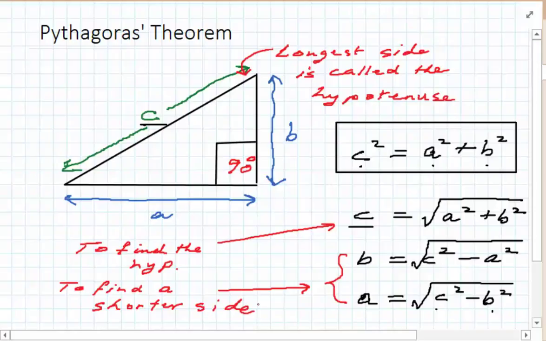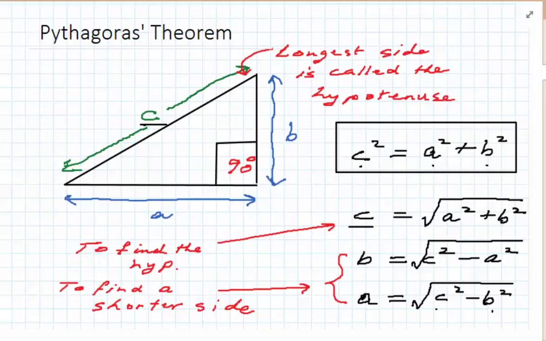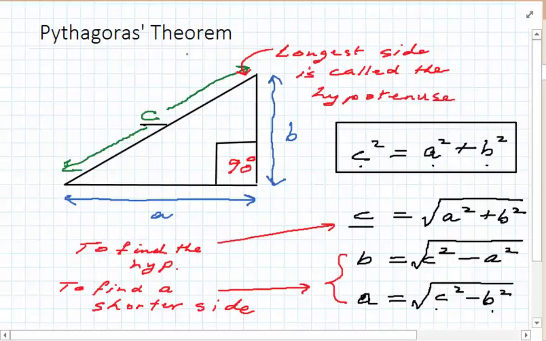So that pretty much summarizes everything you need to know in terms of using Pythagoras to find an unknown length of a right angled triangle. Okay, in the next videos we'll do a couple examples applying that.